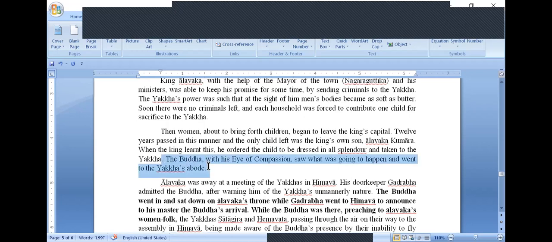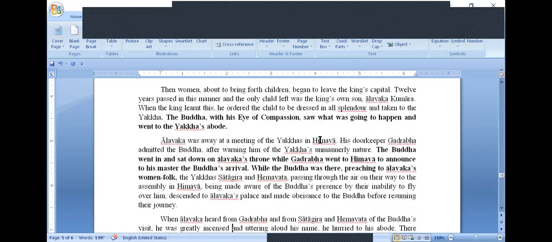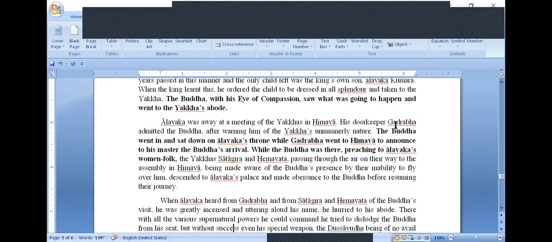So the Buddha, with his compassionate eye, knew what happened and went to the yaka's abode. At that time, the yaka was in a meeting with other yakas. So the doorkeeper admitted the Buddha, right? So the Buddha went and sat on the Alavaka throne. While the Gandharva, the housekeeper, went to the Himalayas and announced the master, the Buddha's arrival. So when the master was there, he preached to the Alavaka women folk, and these two are very famous, okay? Satagiri and Hemavata. Alright. So they passed over the air and then they knew the Buddha was there, so they could not fly over the Buddha. So they descended to the palace and paid respect to the Buddha.